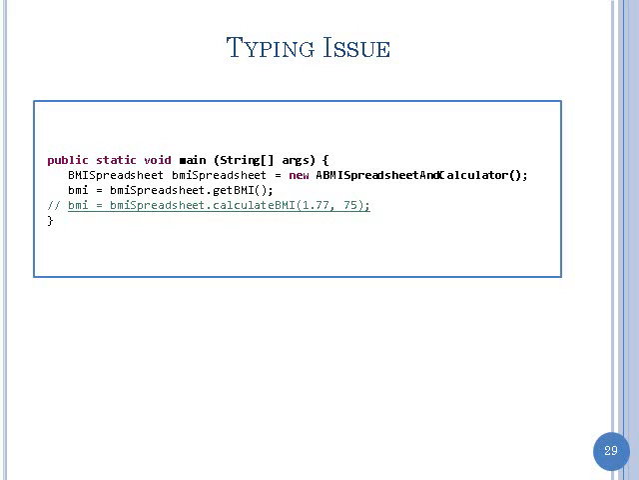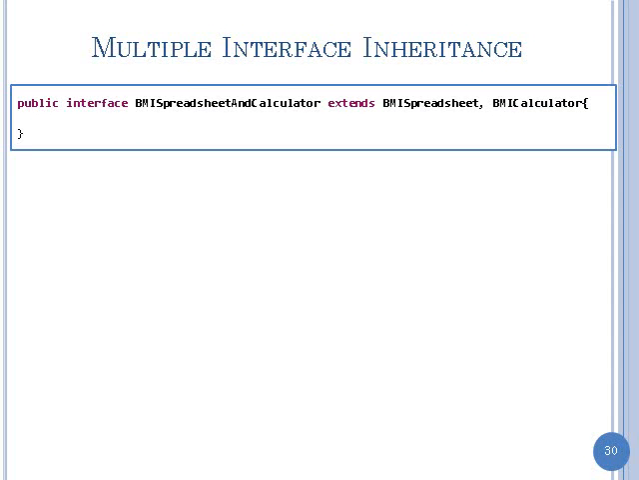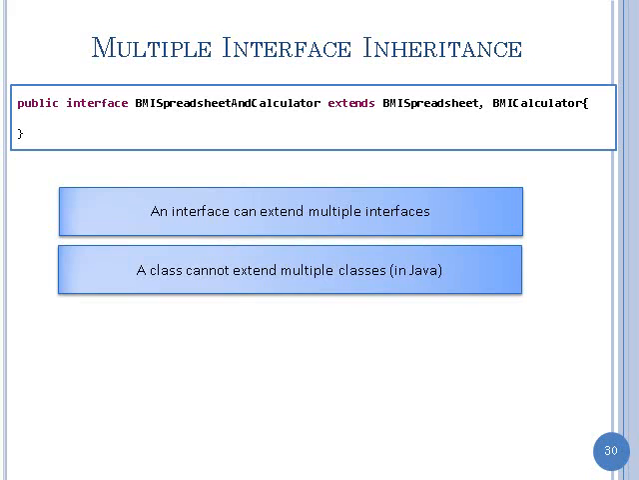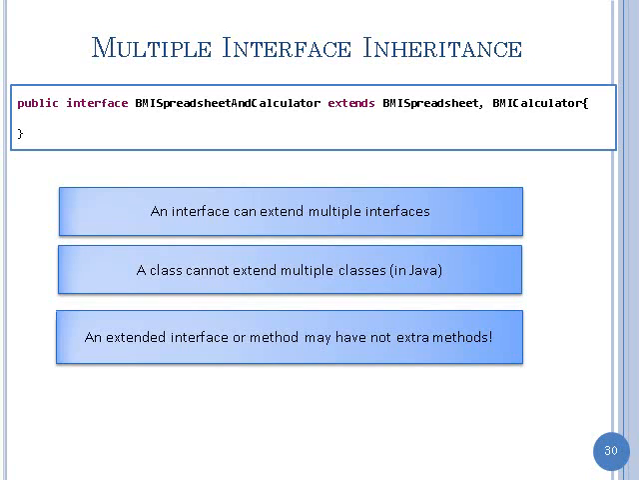With our newfound knowledge, what could we do to solve this problem? Extend both interfaces. I could have BMISpreadsheetAndCalculator extend both BMISpreadsheet and BMICalculator, and that's fine. An interface can extend multiple interfaces. We just saw that. A class cannot extend multiple classes in Java. And it's all right for an extended interface to not add more methods. This was the question that was posed last time. I said that's okay. We're just doing some classification here, and we may later have methods.